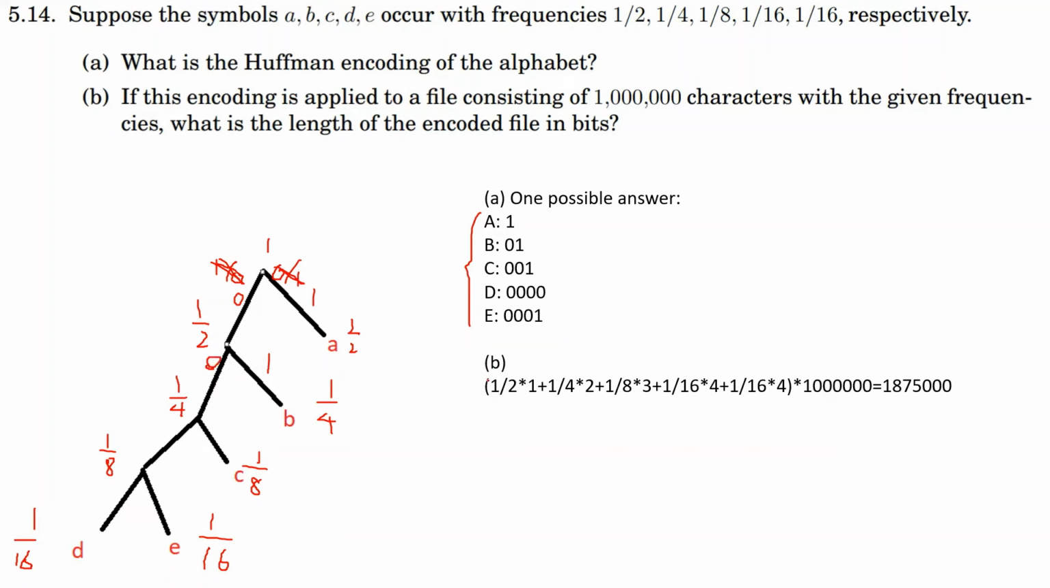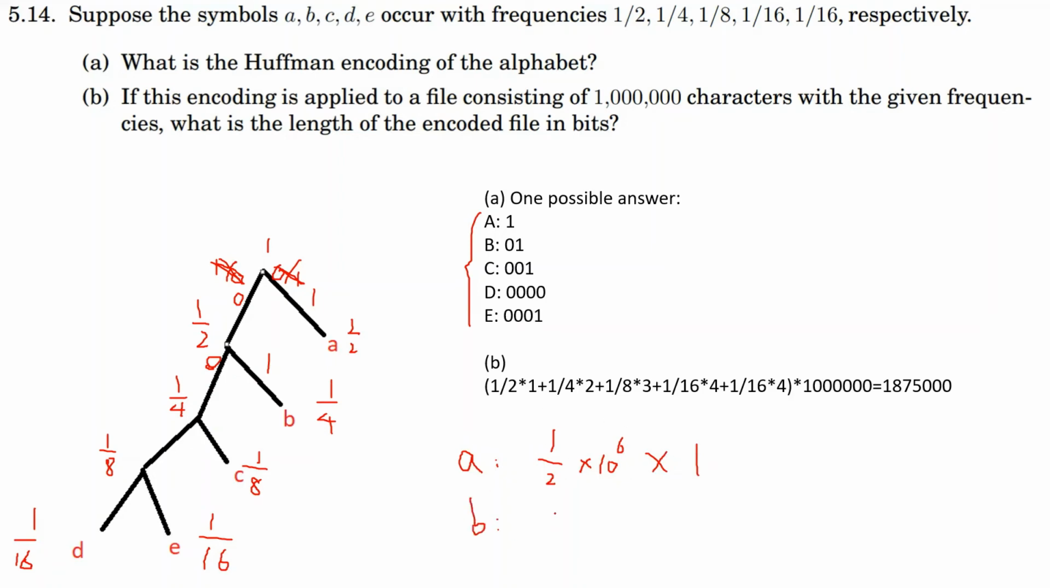And for problem B, you want to know the length of the encoded file. So for A, the frequency is 1/2, which means you have 1/2 times 1 million A's. You have this number of A's, and each A contains 1. And then this is the length of A.